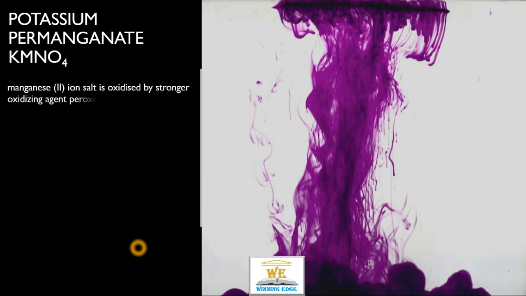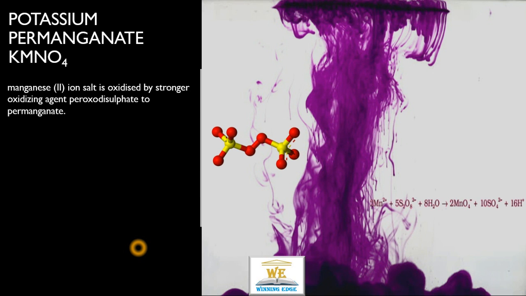Manganese 2 positive is oxidized by a stronger oxidizing agent like peroxodisulfate to permanganate. Here let's see an example. This is peroxodisulfate, and manganese got oxidized to permanganate, 7 plus oxidation state, and peroxodisulfate got reduced.